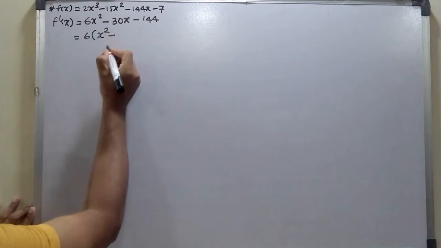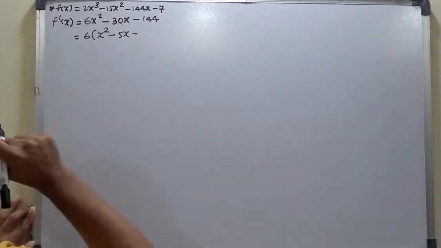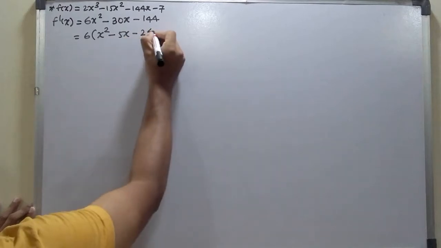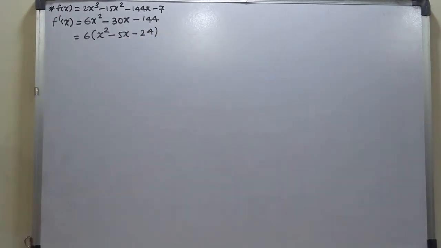So x square minus 5x minus 24. 6 2s are 12 and 6 4s are 24. Yes. Can I factorize it?